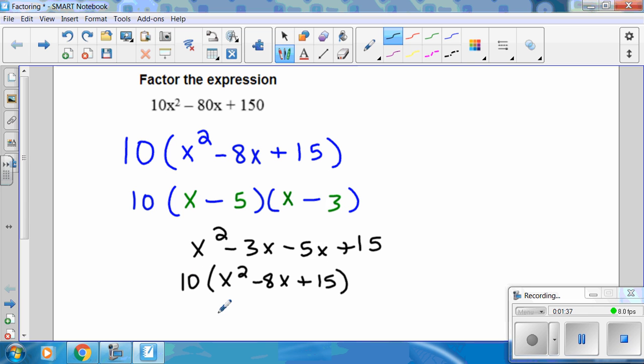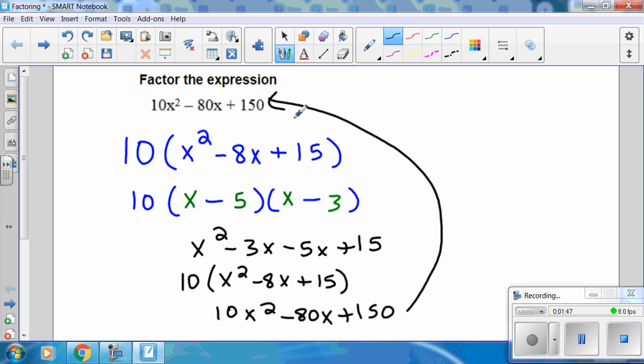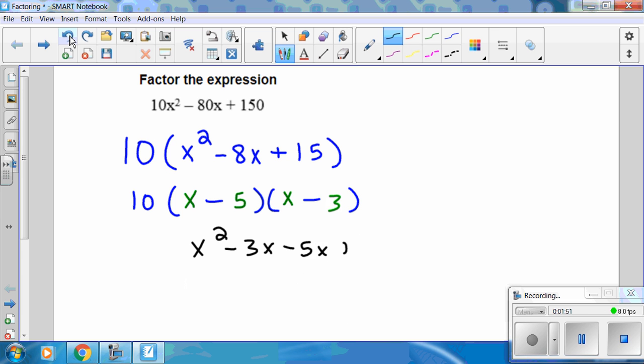So 10 times x squared is 10x squared. 10 times negative 8x is negative 80x. And then 10 times 15 is 150. And if we want to check to see if that's the same that we started with, it is. So that tells us we did this correctly. And our final answer is right there.